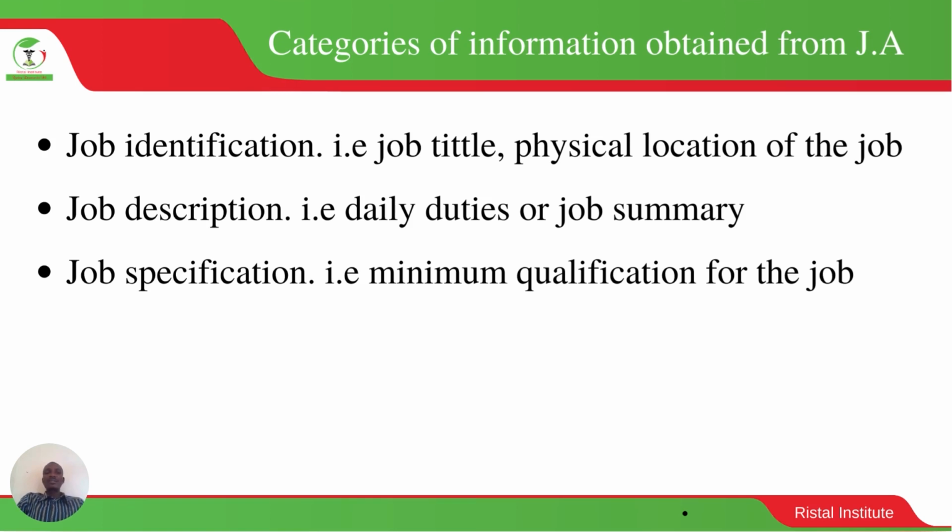The last one now is the job specification. The job specification is the minimum qualification for the job. It could be the academic qualification, it could be the age. Some organizations are very, very strict. They don't want to recruit people who are underage. So it is part of the minimum qualification they want, and also the years of experience in order to be qualified for that particular job. So basically, these are some of the categories of information obtained from conducting job analysis.